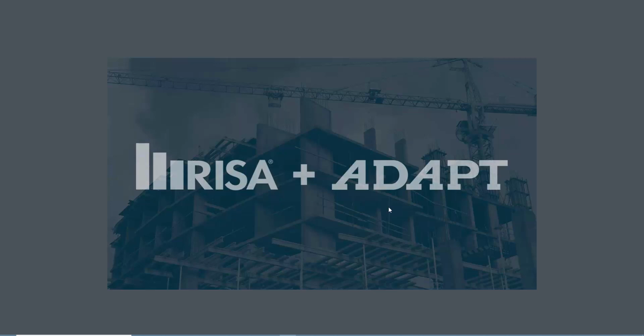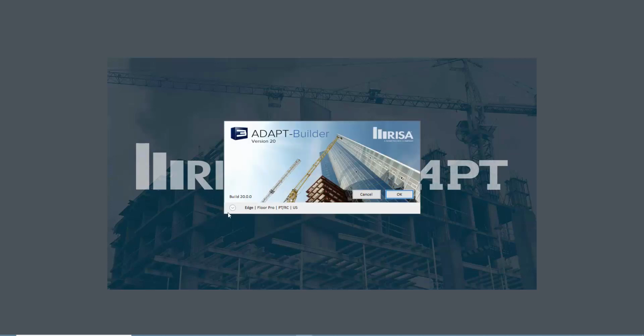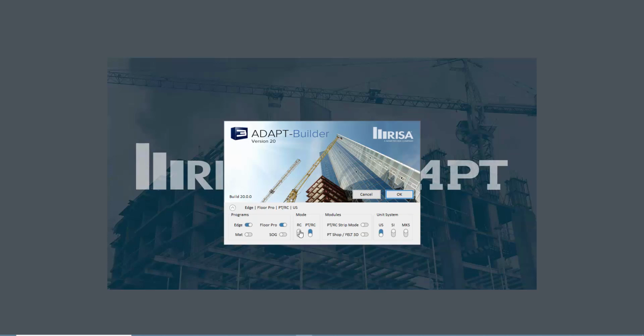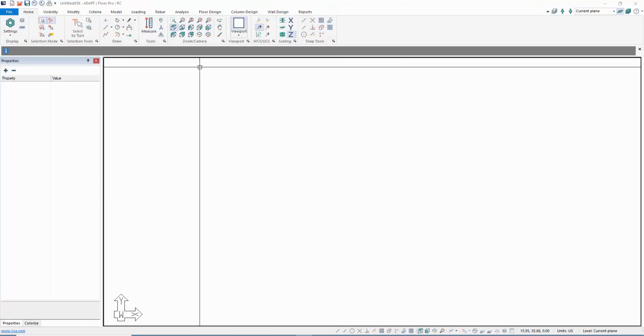This video tutorial will explore a workflow for consideration of cracking when checking vibrations in Adapt Builder. We're going to go ahead and use Adapt Builder version 20, and we'll select the option here for RC mode and Floor Pro. We're going to be using just an elevated structure. So we'll go select OK.